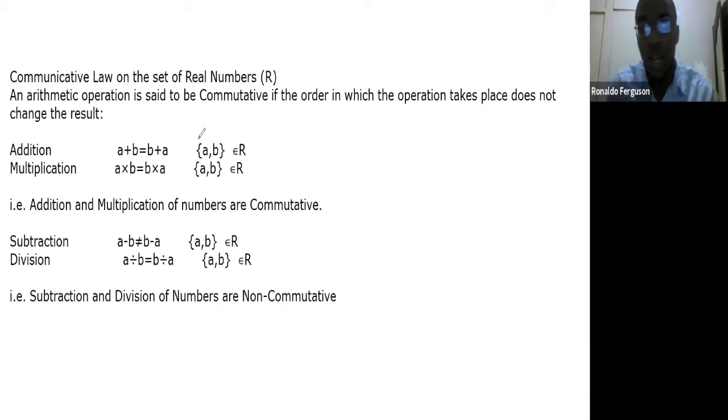Let's look at why. As I said, if we were adding 1 plus 5, it's the same as 5 plus 1. And so that is true. Now, if we were timesing, 1 times 5 is going to be the same as 5 times 1. That is true.